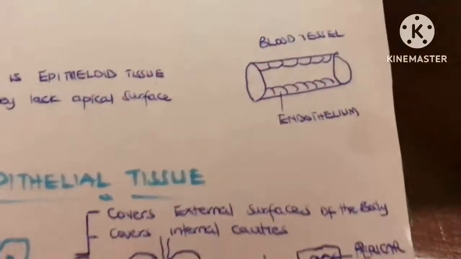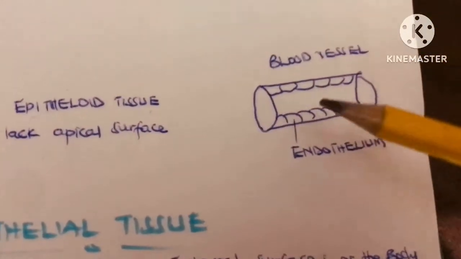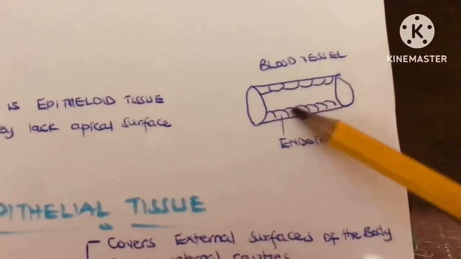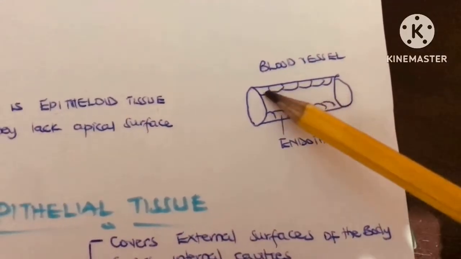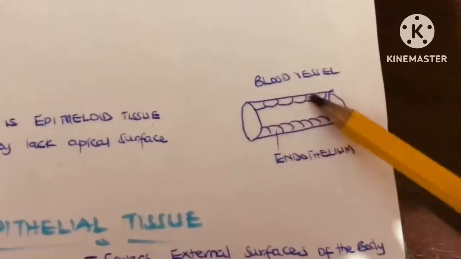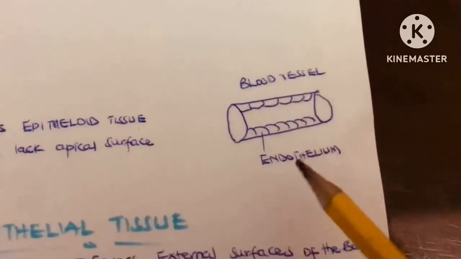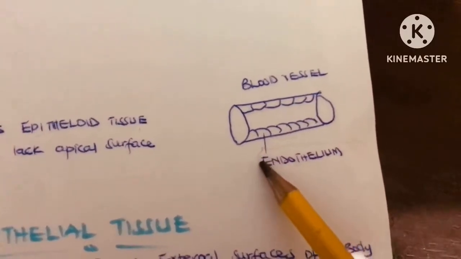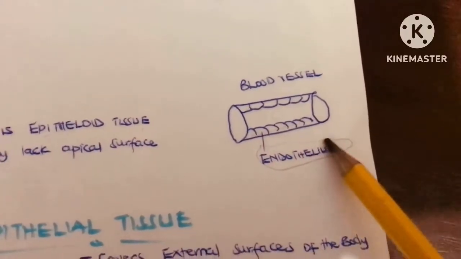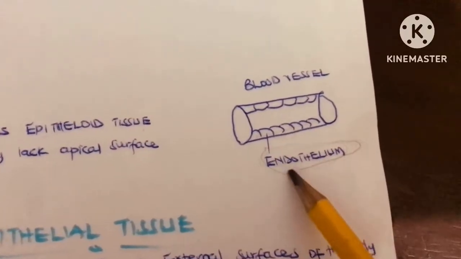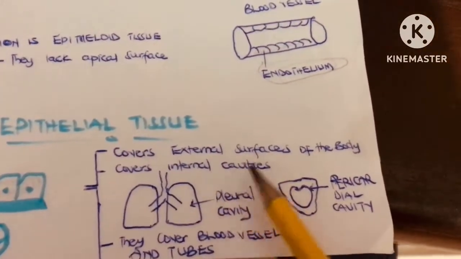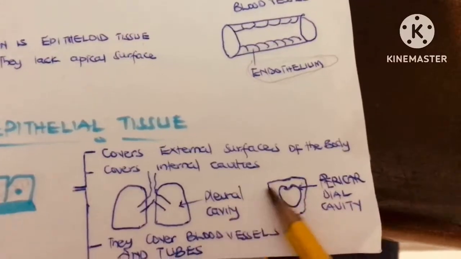They also cover blood vessels. When you look at a blood vessel, these are the membranous epithelium. These are the epithelial cells. You understand? And they cover the inside of the blood vessels, and they are referred to as endothelial. So the epithelial cells here are collectively called endothelium.